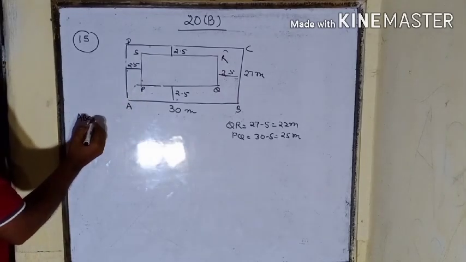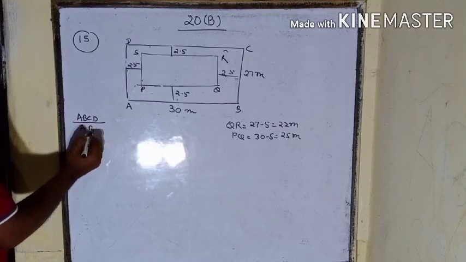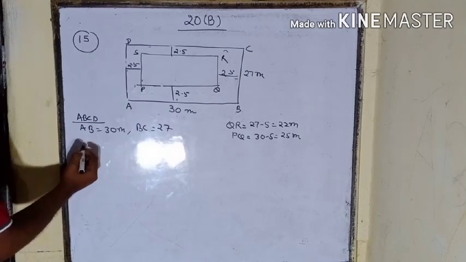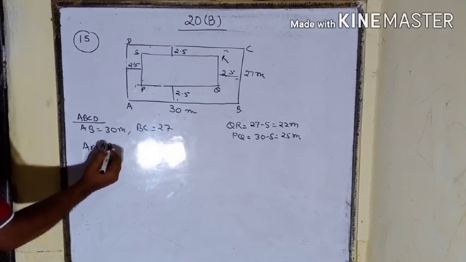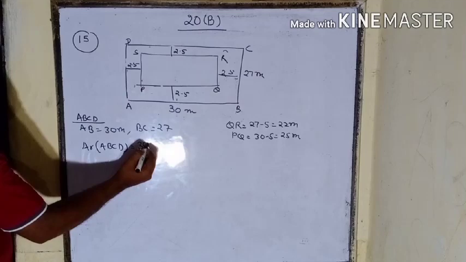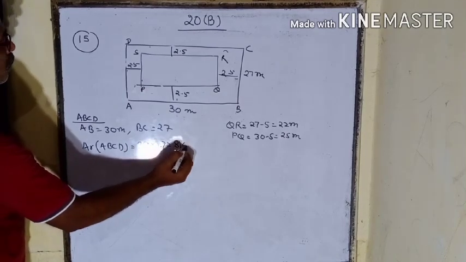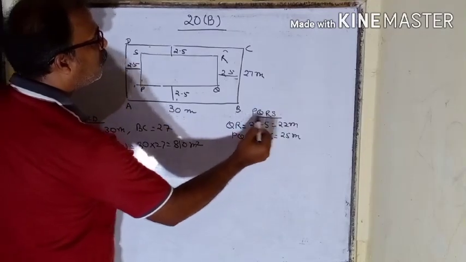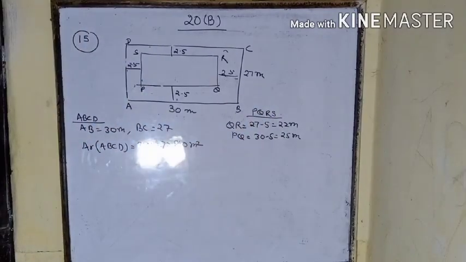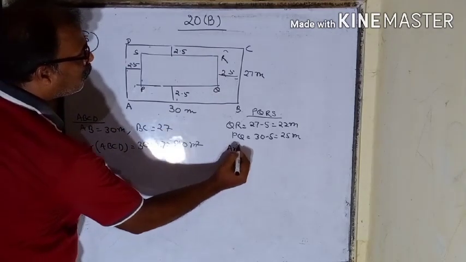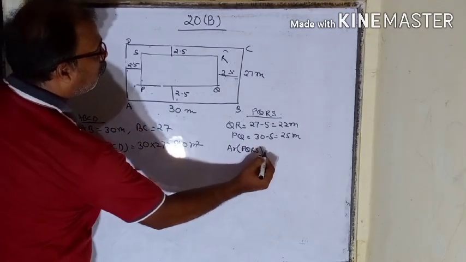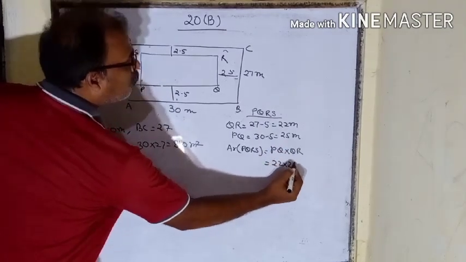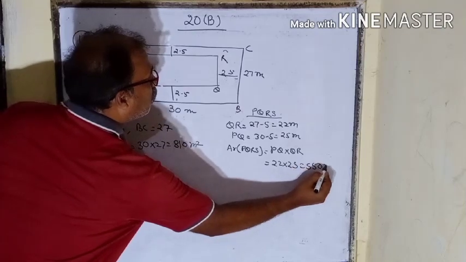If we talk about ABCD, AB length is 30 and BC length is 27. So the area of ABCD will come out as 30 into 27, that is equal to 810 meters square. And PQRS actually represents the area of the field without path. So the area of PQRS will be PQ into QR, that is equal to 22 into 25, that will come out as 550 meters square.